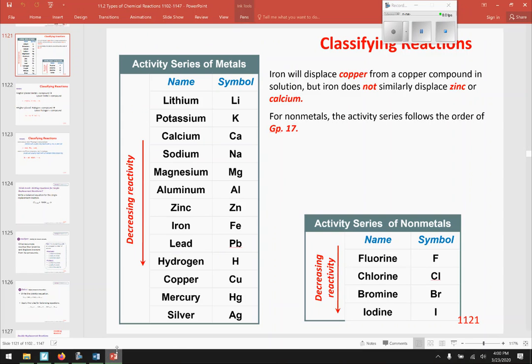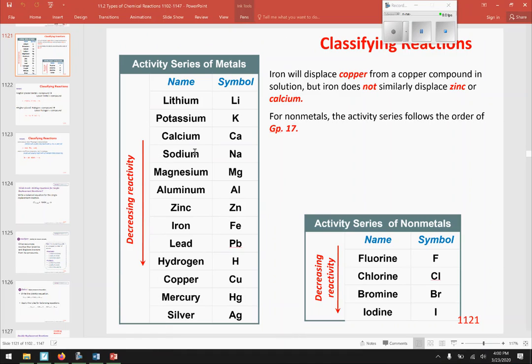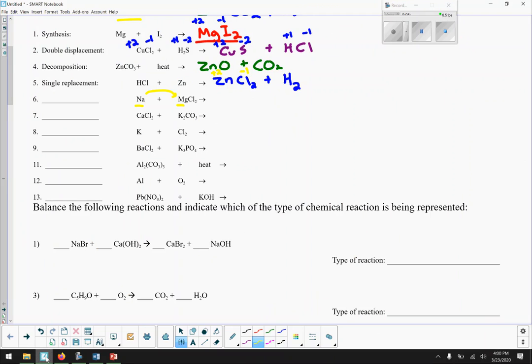So we check on the activity series. As we see, sodium is above magnesium. Sodium's right here, magnesium's right here. So sodium can replace magnesium, and so it will. So the sodium will end up with the chlorine, and then the magnesium will be by itself and sad.